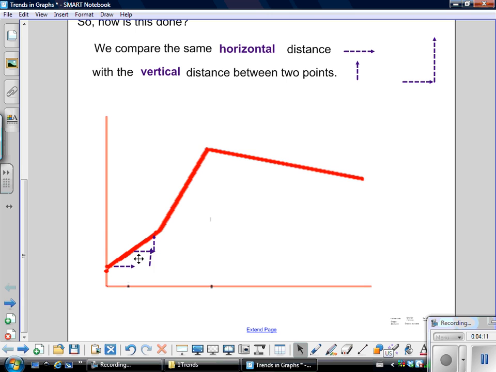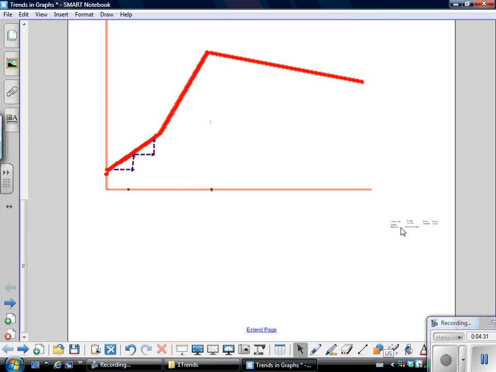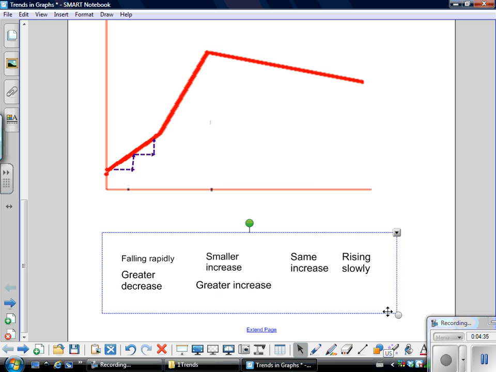Let's see if I can move it over. And you can see that it's the same kind of step pattern. So that tells me something about this part of the graph, because it's going up at a constant rate. Okay, so if I look at the words that we were given from above, what could I say? Well, I have them here.